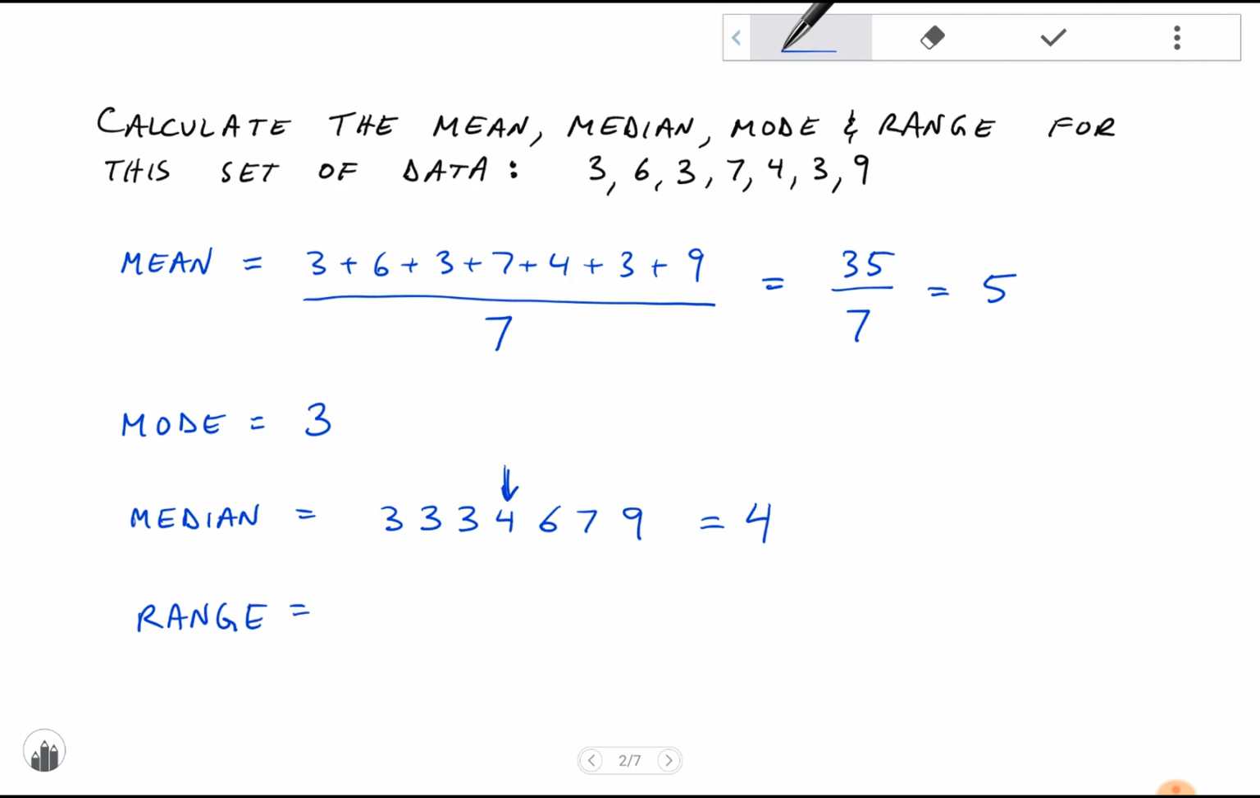Range is the largest value minus the smallest value. So the largest value is 9 and the smallest value is 3. So we write 9 minus 3, and that is 6.